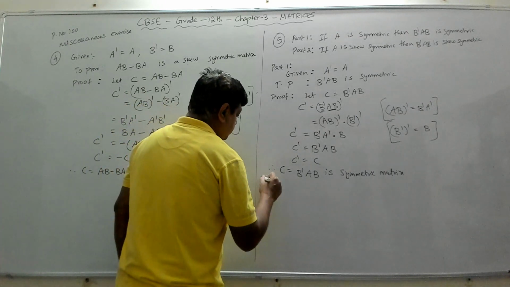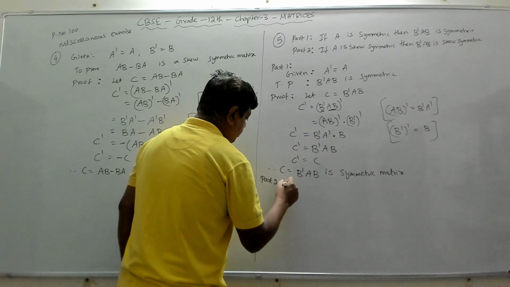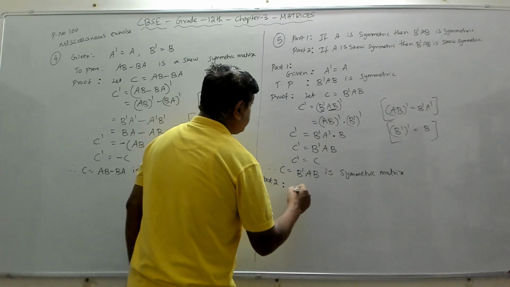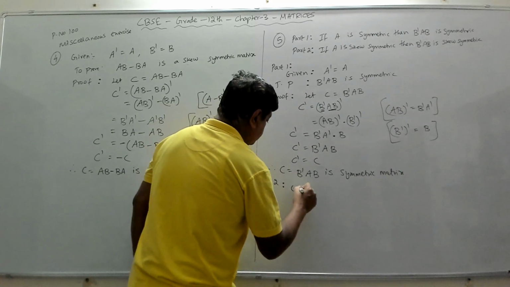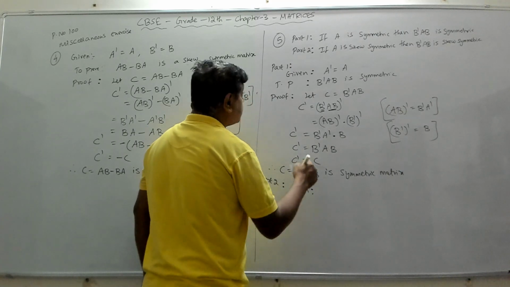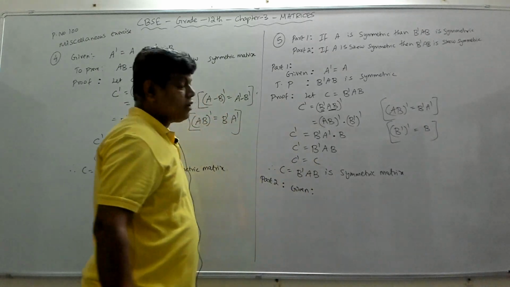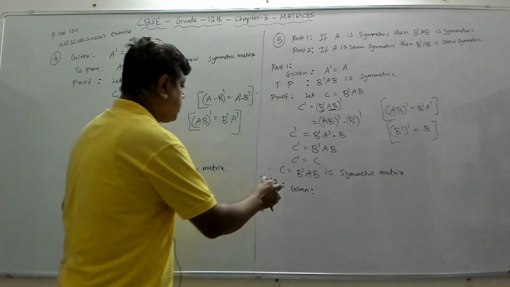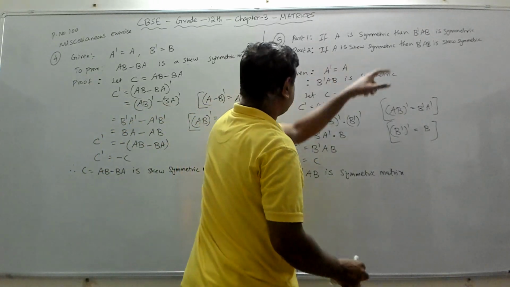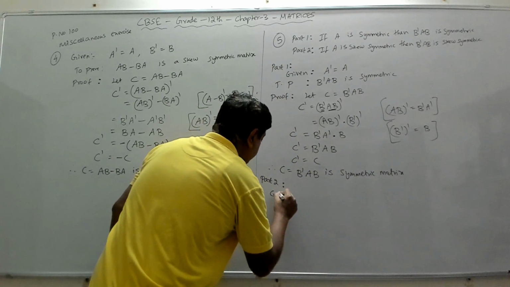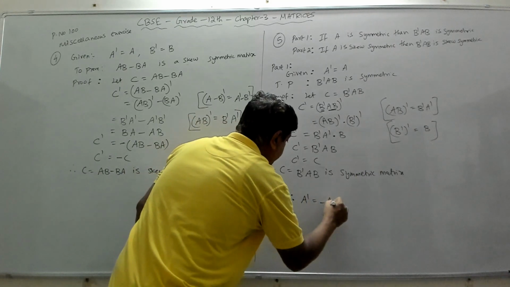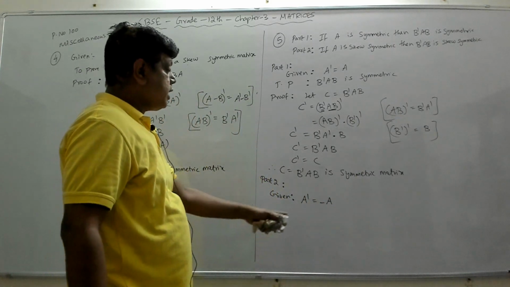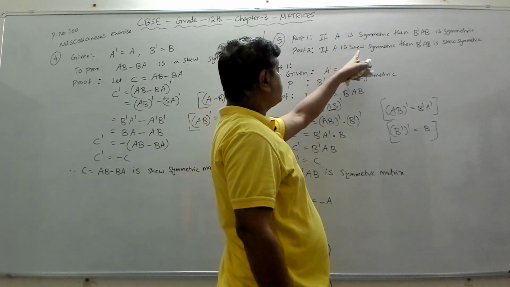So now part 2. Part 2, same way we are trying to prove. So let's see, what is given? Given in part 2 is that A is a skew symmetric matrix. So I'll write the given here. Given is A transpose equal to minus A, because A is a skew symmetric matrix.